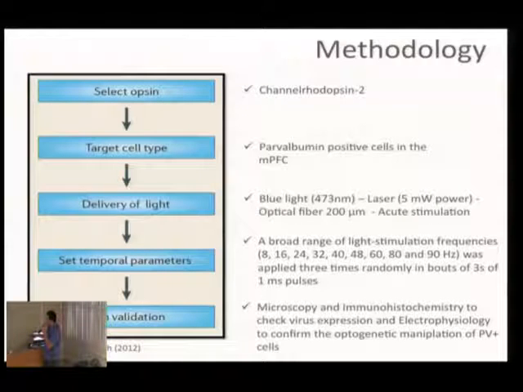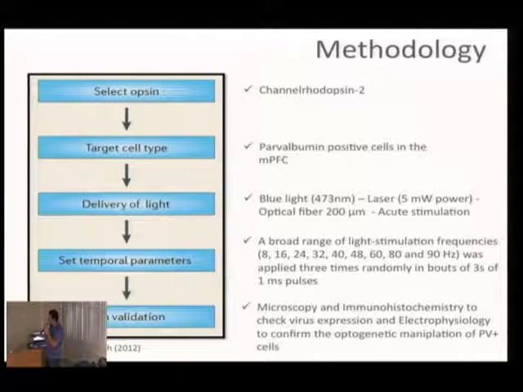Then we chose our target cell type: parvalbumin positive cells, PV neurons. To do that, first you need a transgenic mouse expressing Cre in your cell of interest, for example a PV-Cre animal. Then you do the virus injection in the area of interest, so you inject the virus in the prefrontal cortex of PV-Cre mice. You are going to get parvalbumin positive cells with specific expression of channelrhodopsin in these cells.